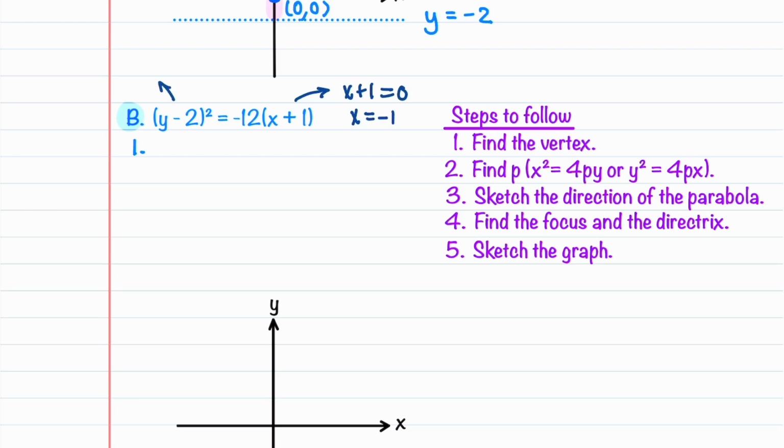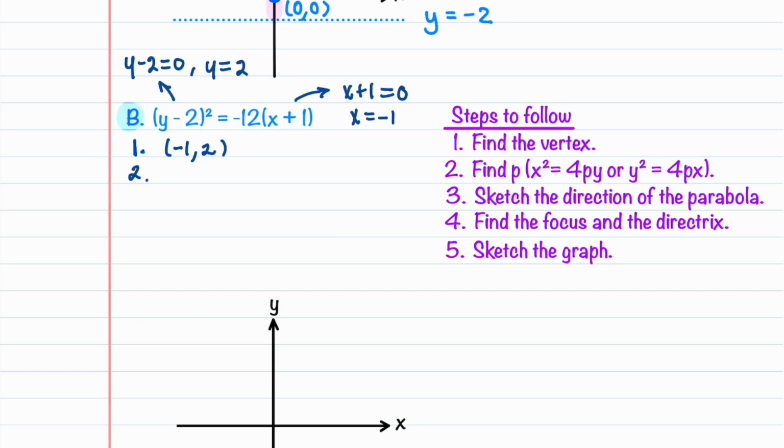And then we'll do the same thing for y minus 2. We'll set that equal to 0, and we get y is equal to 2. That tells us that our vertex is located at -1, 2. Now let's look at our next step. We are going to find p.